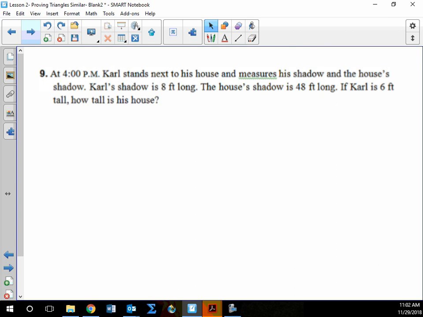Okay, so at 4 o'clock p.m., write this down on your paper. At 4 o'clock p.m., Carl stands next to his house. Let's see everyone writing. We have to write the whole thing down. So when you look back at your notes later, you won't know what order you're doing if you don't. But now you're writing this down.